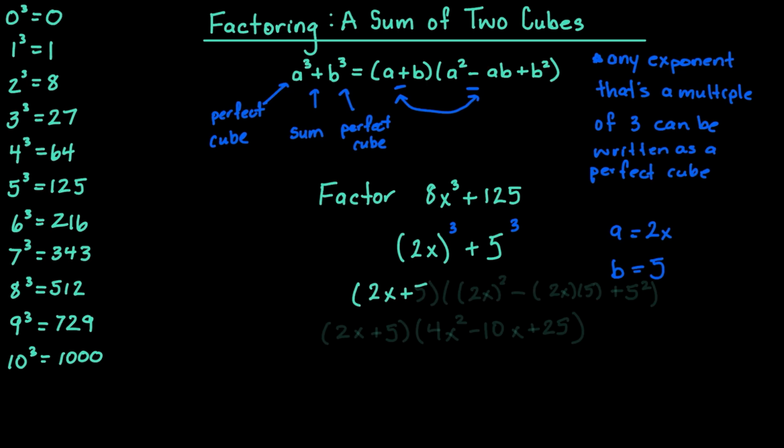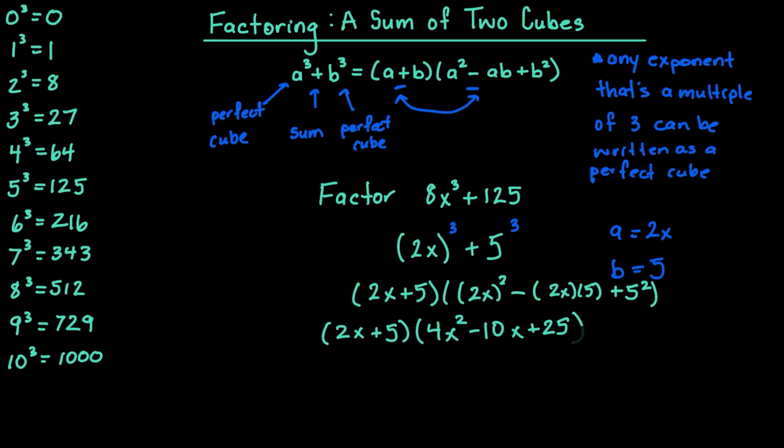2x plus 5 times the quantity 2x squared minus 2x times 5 plus 5 squared. So we have 2x plus 5 times 4x squared minus 10x plus 25. 2x plus 5 is prime. We can't factor it further. And of course, our trinomial is also always prime.